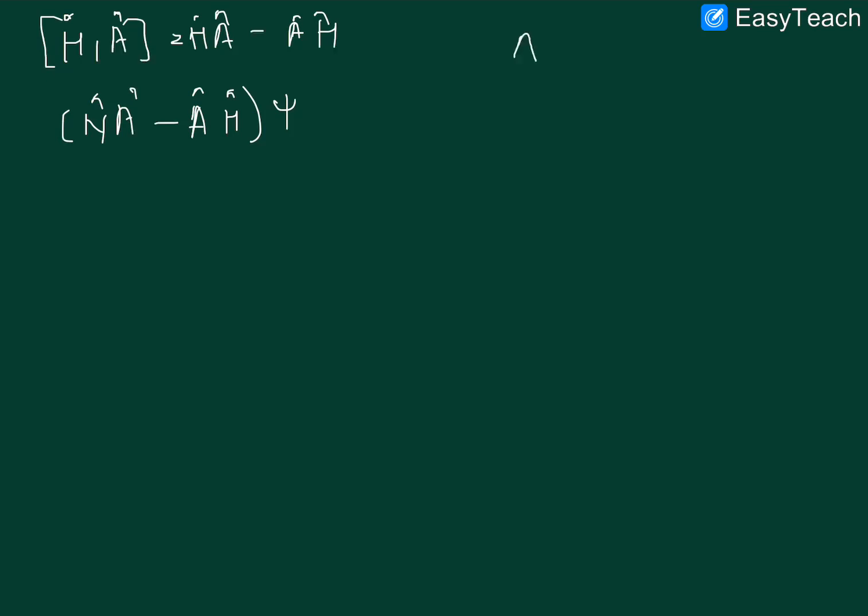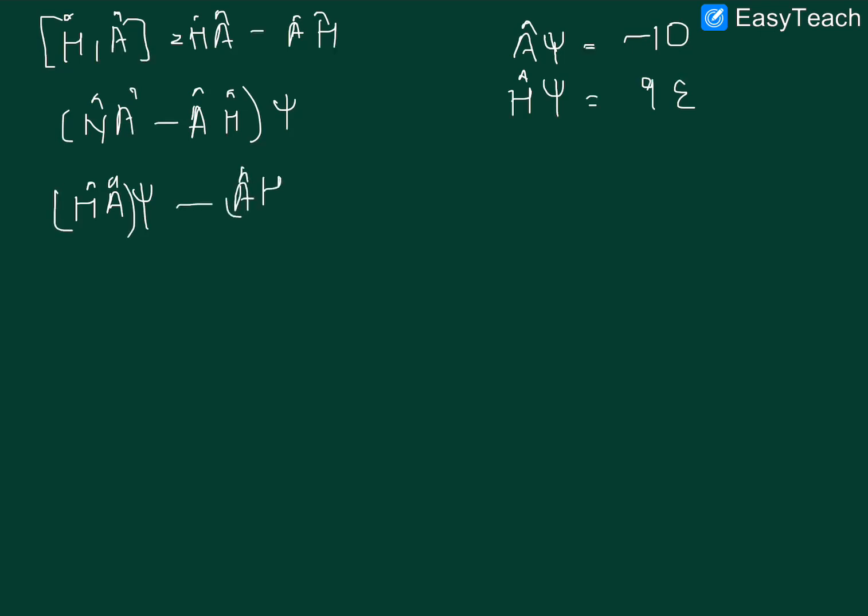We know that A cap psi is nothing but minus 10 psi, and H cap psi is nothing but 9 epsilon psi. So H cap A cap psi minus A cap H cap psi. We have H cap into A cap psi minus A cap into H cap psi.